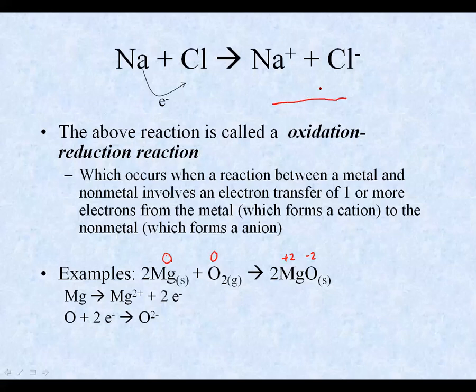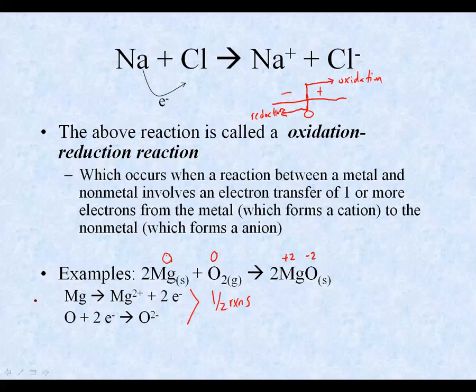And again, if you look at your number line, when we look at the magnesium, it's starting at 0. And it is ending at +2, which means it's going to the right. And that means it's going through oxidation. And if we look at the oxygen, it is starting at 0 and ending at -2, which is going to the left. And that means it is going through reduction. And that's what's represented here. These are what are sometimes referred to as half reactions, where we indicate the oxidation and reduction reaction.